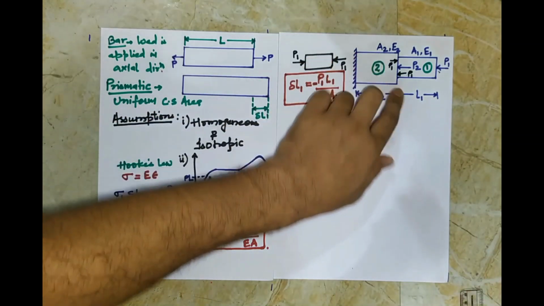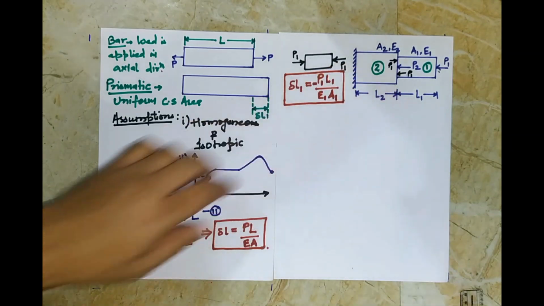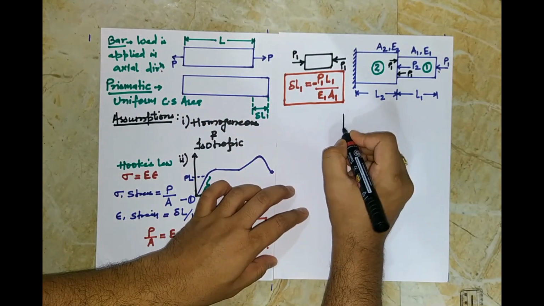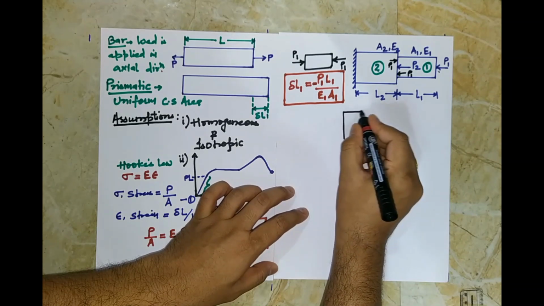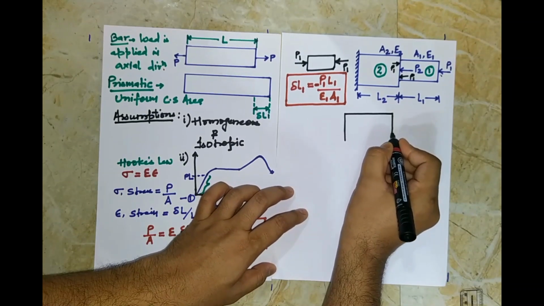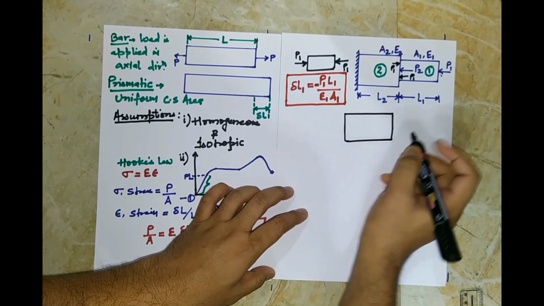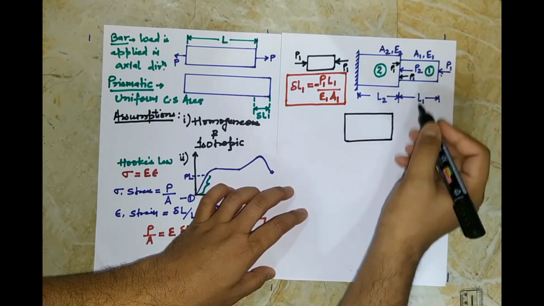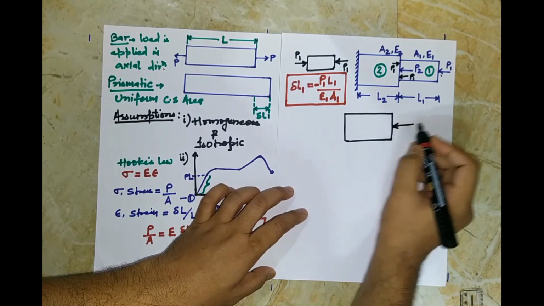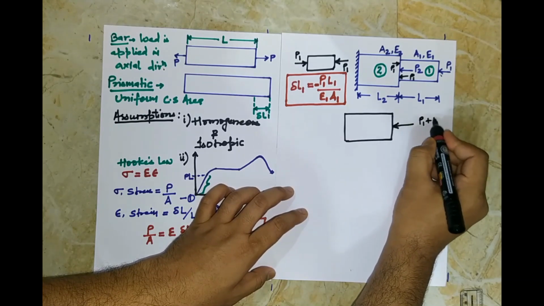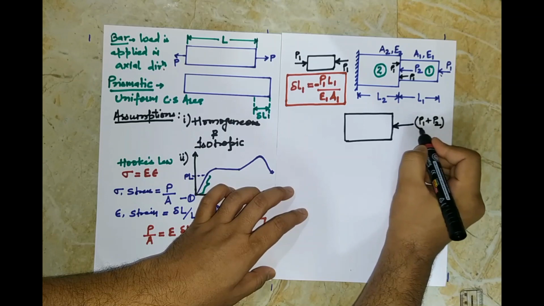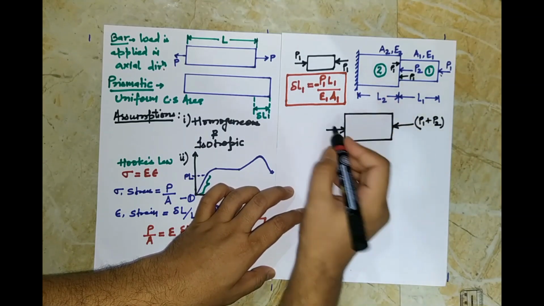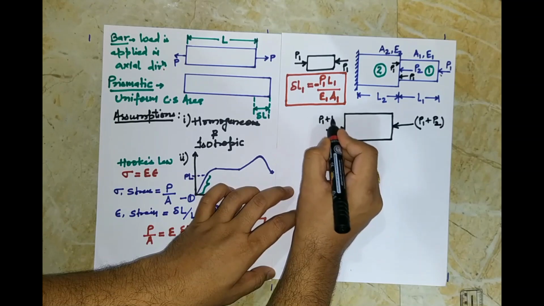Now we'll take the second prismatic bar. So let us draw it. As we draw the second prismatic bar, we find that the total load acting on this bar will be P2 plus P1, which is equal to P1 plus P2, and the reaction from this wall will also be P1 plus P2.